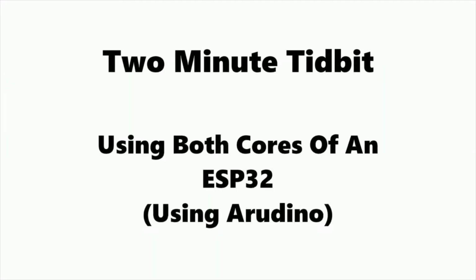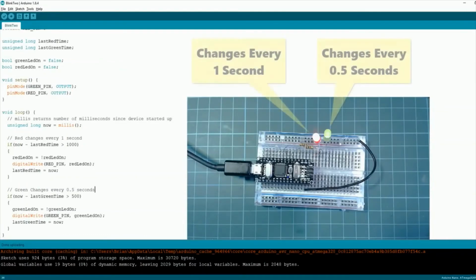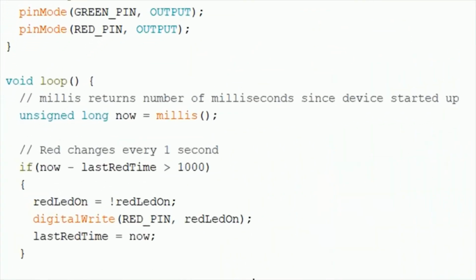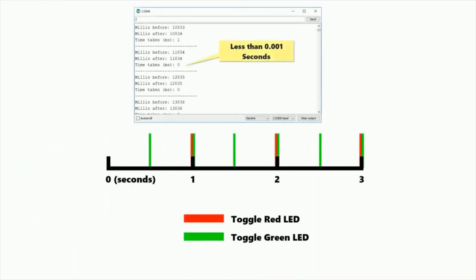Hello everyone, in this 2-minute tidbit we'll take a look at using both cores of your ESP32 using the Arduino IDE. All Arduinos can do a type of multitasking. As you can see here, the LEDs are blinking at a different rate. This is using a technique described in the blink without delay example, where you use millis to decide if a task is due to run. This works out fine because, like most things you do on the Arduino, the digital write happens so fast that it doesn't impact the timing loop at all.